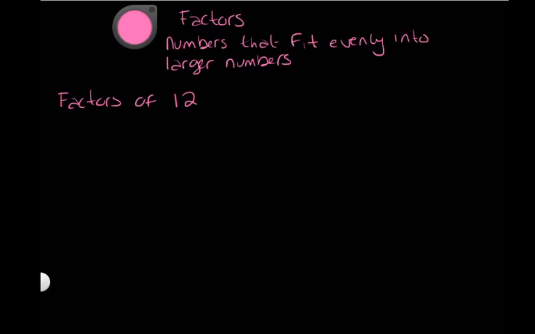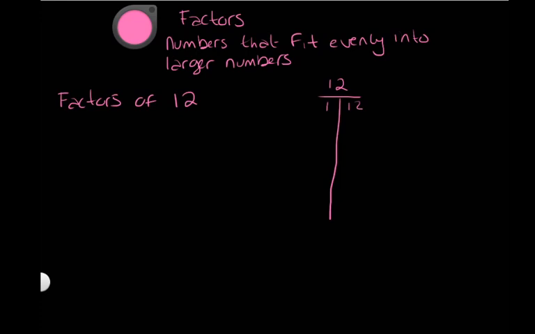So one way to do this, well, this is simple if you know your multiplication tables. But I'm going to show you a way to figure this out if you don't know your multiplication tables. So if we take the number 12, we'll make a little chart here. I'm going to take 12 and divide it by each number. So 12 divided by 1 is 12. So 1 is a factor of 12. 1 goes evenly into 12 12 times.